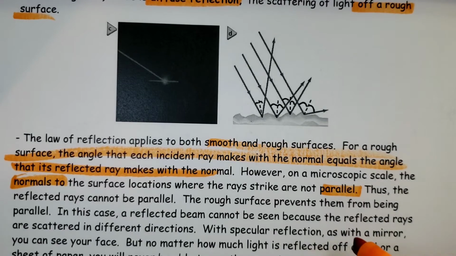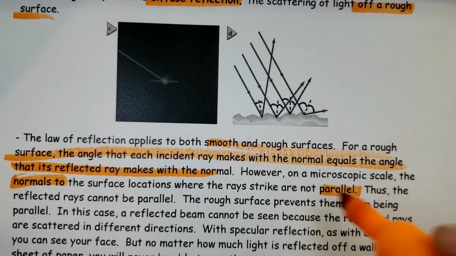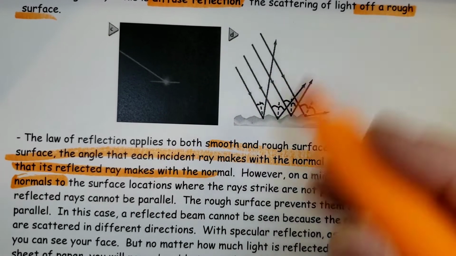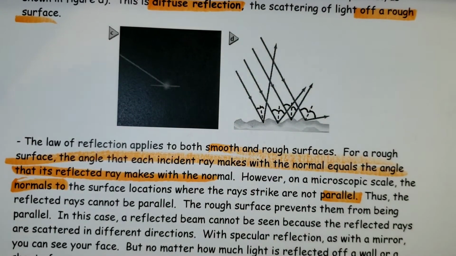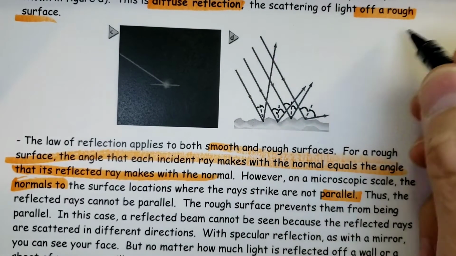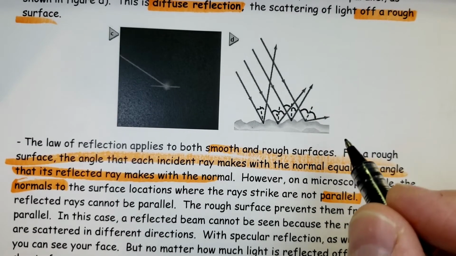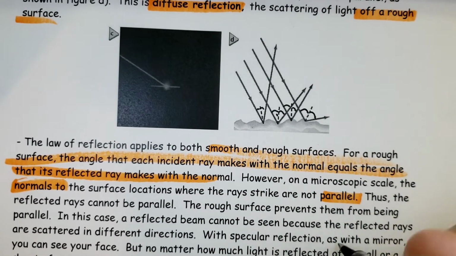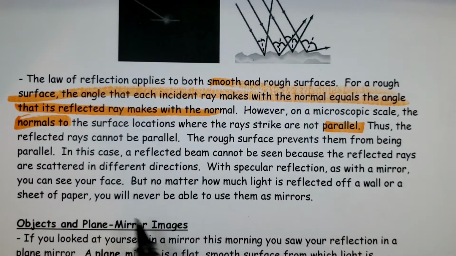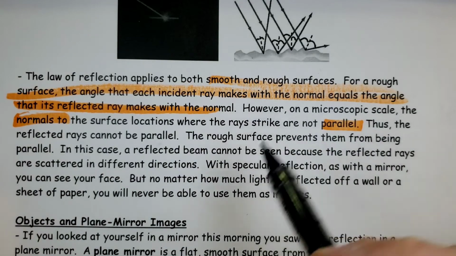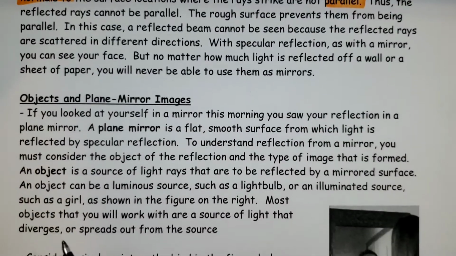In this case, the reflected beam cannot be seen because the reflected rays are scattered in different directions. So if your eyeball is over here looking at this, it's very difficult for all those rays to reach your eye, as opposed to the other diagram where they all reflect off parallel to each other, and that can hit your eye. With specular reflection, as with the mirror, you can see your face, but no matter how much light is reflected off a wall or a sheet of paper, you can't use them as mirrors because all of those rays are not reflecting parallel to your eyeball. There's just simply not enough rays to see.